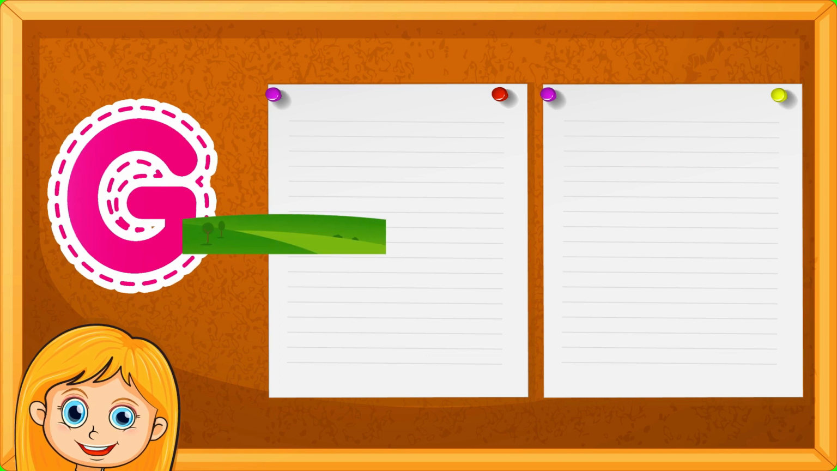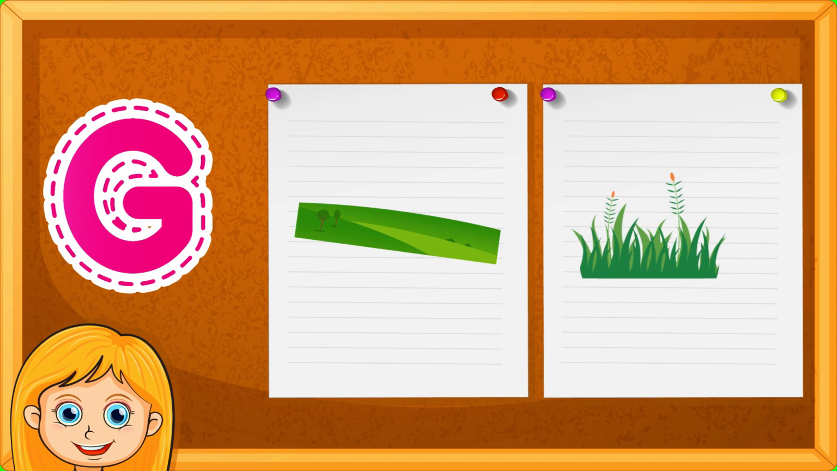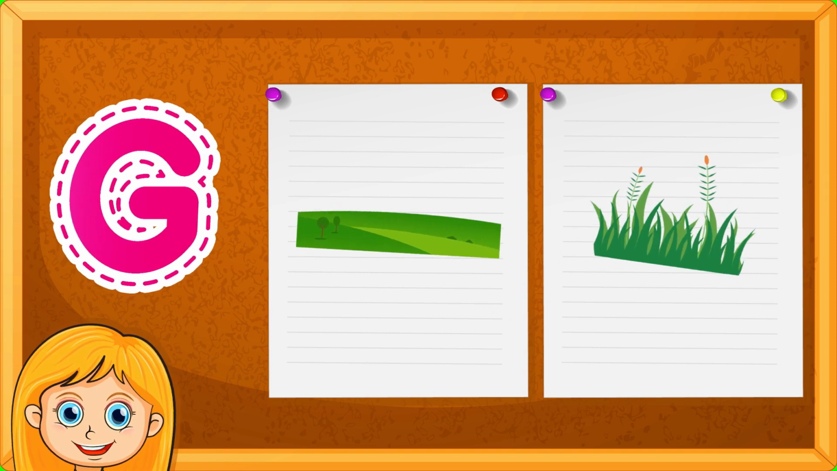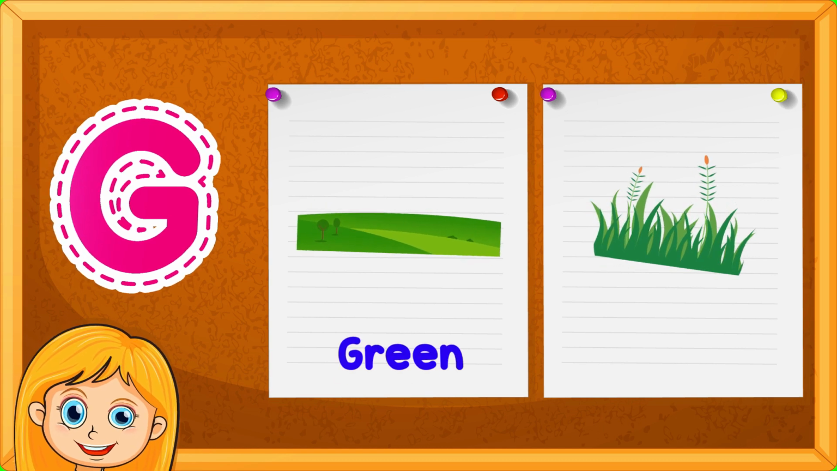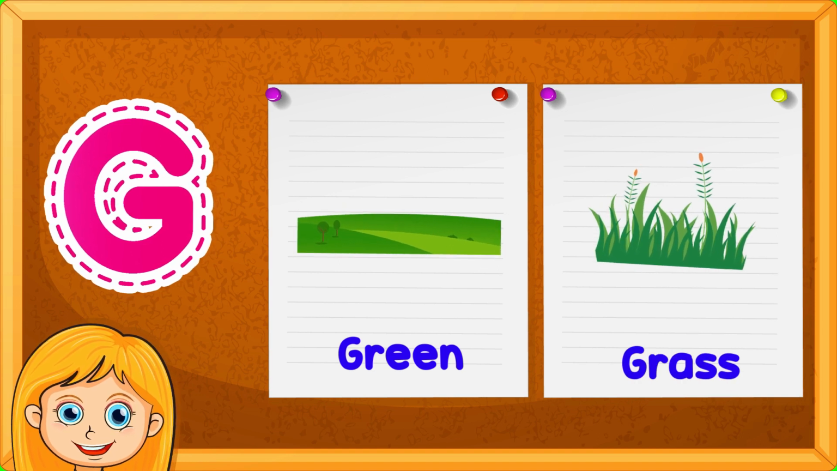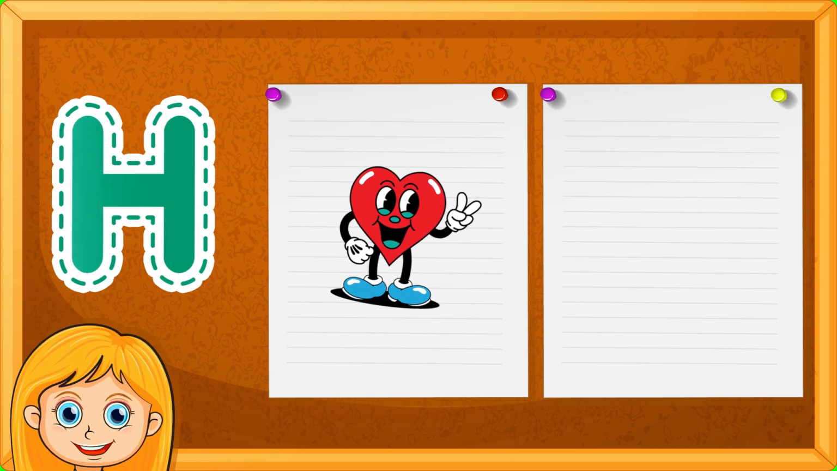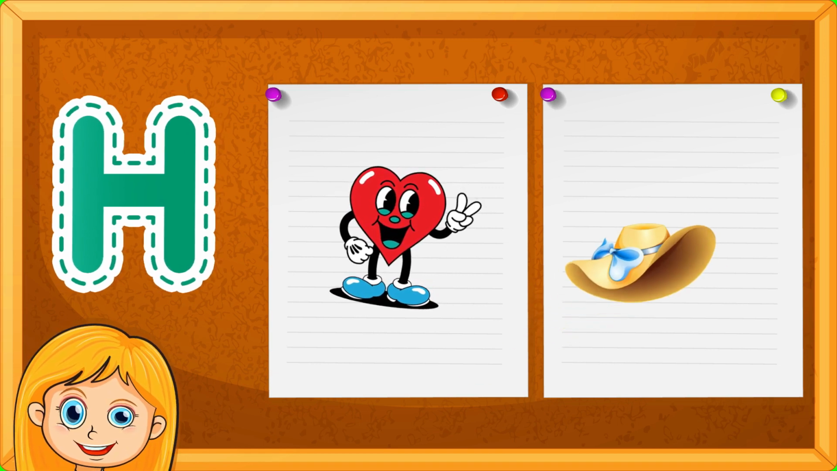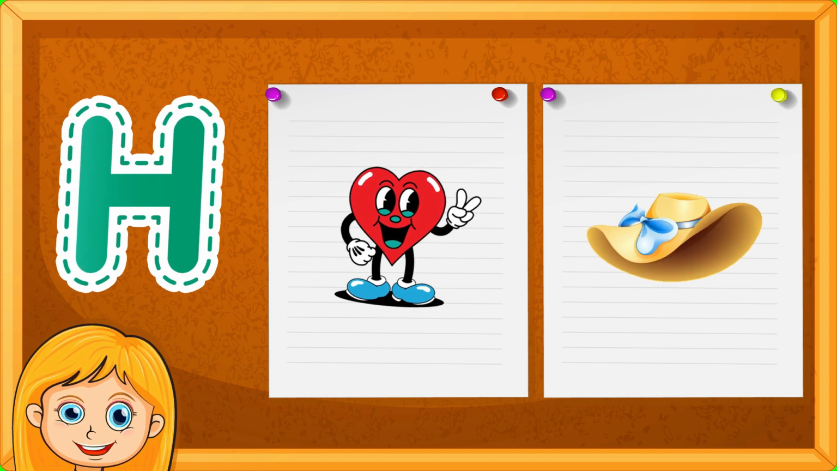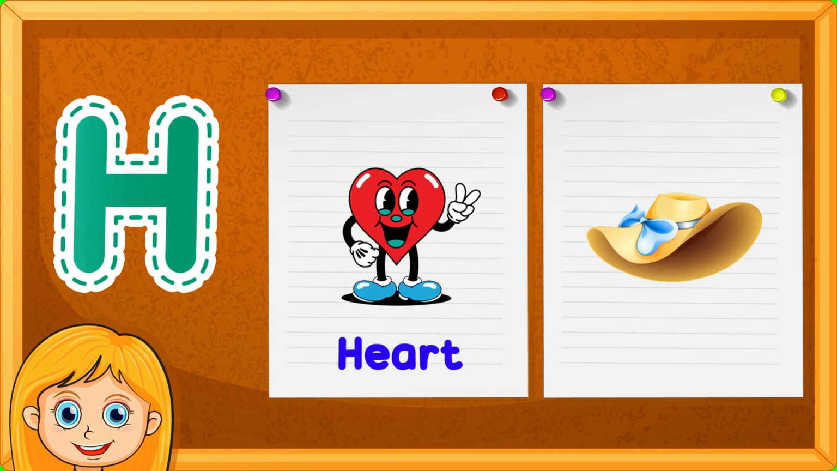G is for green. G, g, green. G is for grass. G, g, grass. G is for g, g, g, g, green. G is for g, g, g, g, grass. H is for heart. H, h, heart. H is for hat. H, h, hat. H is for h, h, h, h, heart.